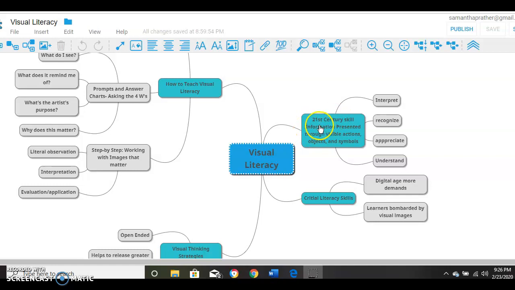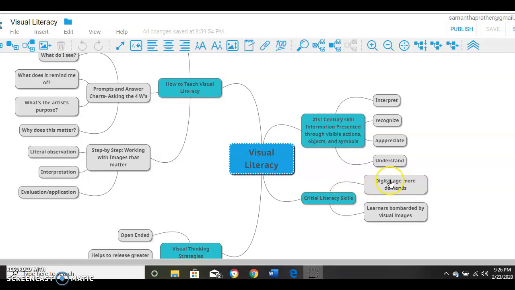Visual literacy is a 21st century skill where information is presented through visible actions, objects, and symbols. Students must be able to interpret, recognize, appreciate, and understand. Going down under here, critical literacy skills.